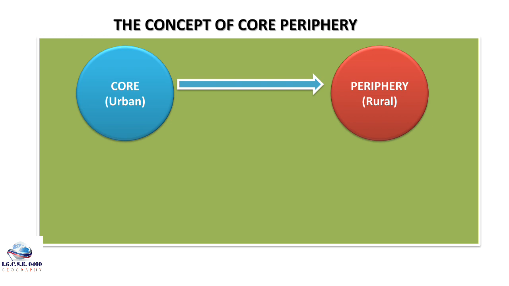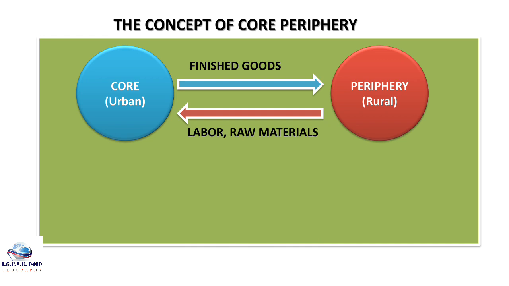Now from the core areas, we have the transfer of finished goods, and then from the peripheral areas, we have the transfer of labor and raw materials and sometimes capital to the core regions. So what is the difference in characteristics between these two places?